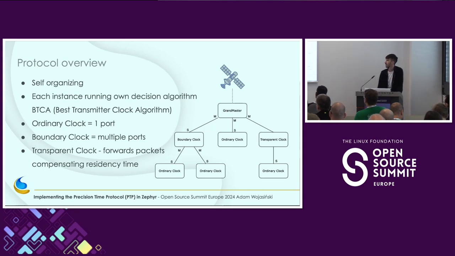So how does it really look like? It is a self-organizing network. That means that each instance of a PTP device runs its own decision algorithm and decides whether it should become a source of the time or a receiver. And we can differentiate three main categories of devices. One is ordinary clock that has only one port, so it can be receiver or grandmaster. Boundary clock that has multiple ports and can become a master for one port and a receiver for another. And we have also transparent clock, which is for forwarding packets with compensation for residency time inside it.